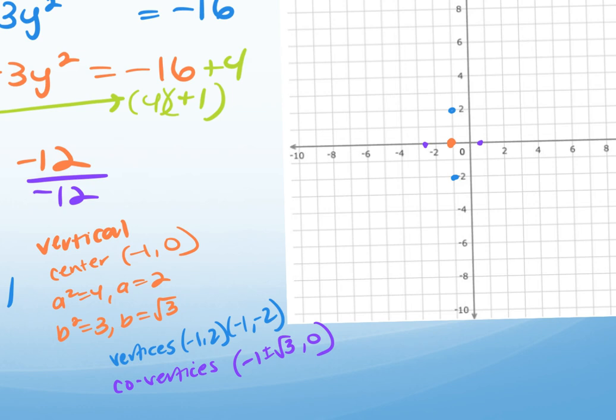From my graph, I can make my little box. Find the corners. Draw the asymptotes. And it's vertical, so this is going to point up and down.